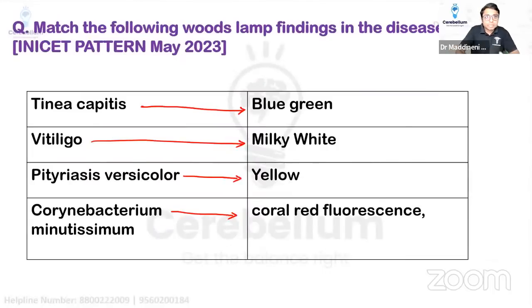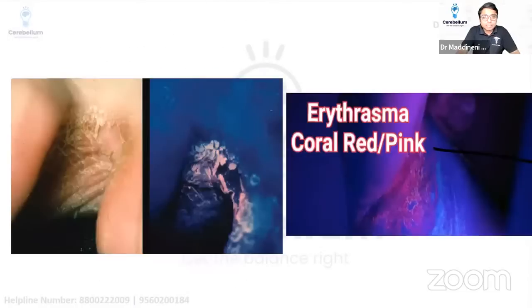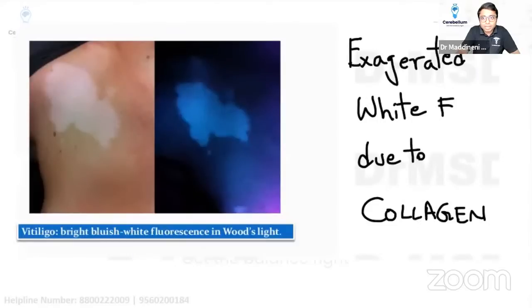So this was the first question: Wood's lamp findings, and these are the options. This was given as a match the following, and these are the right answers. Tinea capitis, blue-green. Vitiligo, we can see milky white fluorescence. Pityriasis versicolor, yellow fluorescence. Erythrasma, we can see coral red fluorescence. I hope now the slides are moving. Thank you so much for guiding.